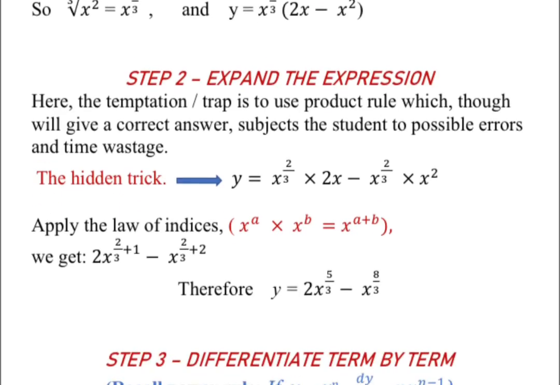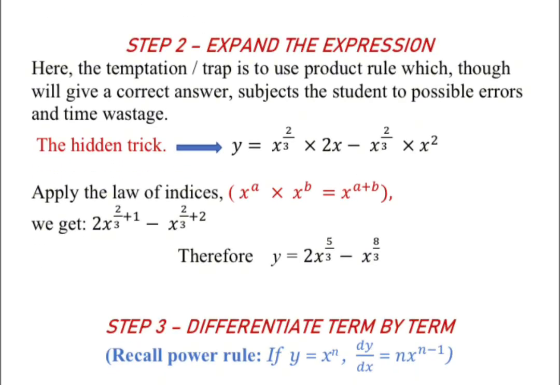In expanding the expression, we still apply the law of indices. Recall that when two indices on the same base are multiplied, we retain the base and add their powers. That is to say that x to the power a multiplied by x to the power b is equal to x to the power a plus b. We add their powers a and b and retain the base x.